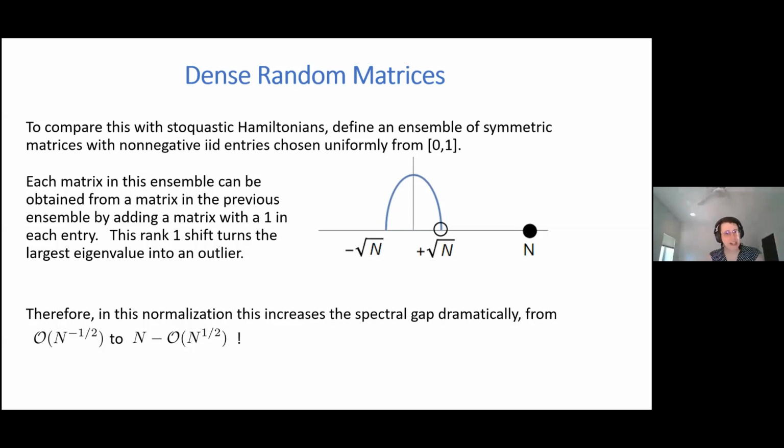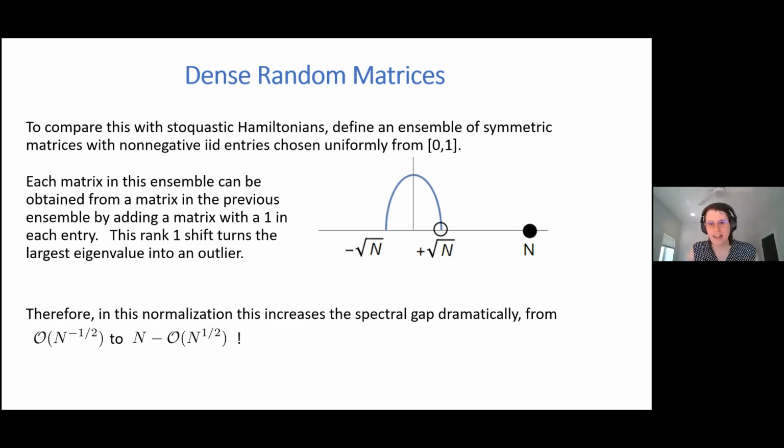Okay, and so if you think about it, this rank 1 shift, this matrix of all ones has a single eigenvalue of size n, and the rest of the eigenvalues are 0. And so what it does is it takes that top eigenvector and just makes it huge in comparison, right? So we've gone from a gap that is like 1 over square root of n to a gap that is gigantic in this normalization, right? Going to infinity.